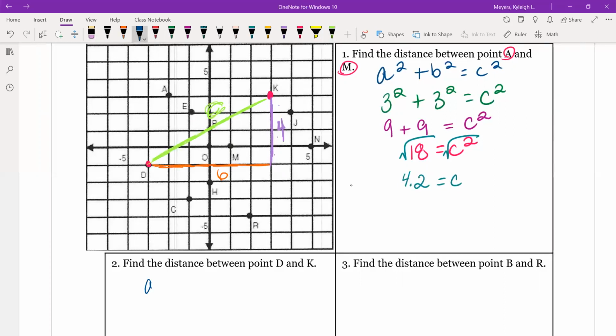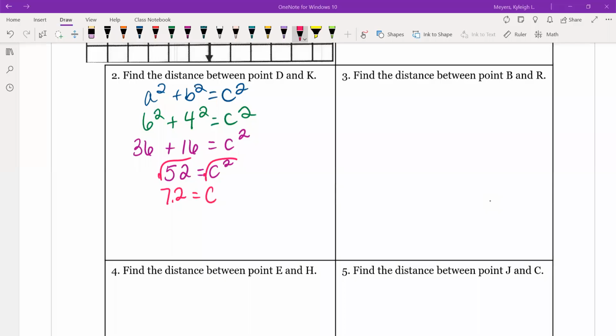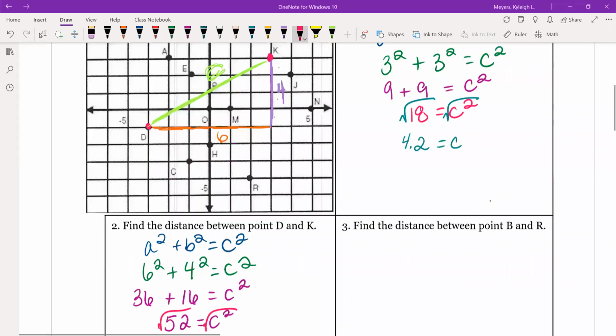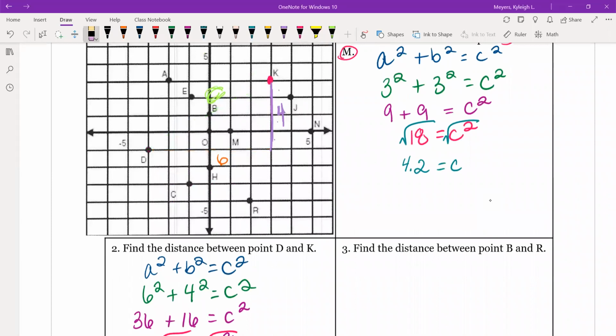Okay. So we have A squared plus B squared equals C squared. The sides are 6 and 4. Okay. So now that we have that, finish finding that value. So find what C is. All right. Did you get 7.2? Hopefully. All right, let's do one more.